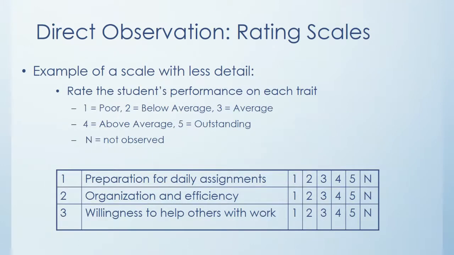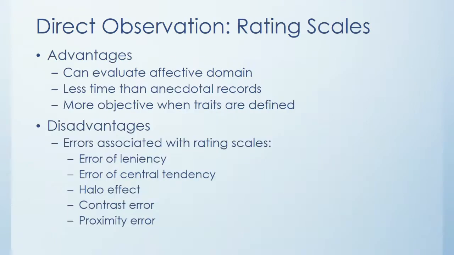Then you also have rating scales with less detail, where you just give, okay, a 1 is poor and a 5 is outstanding, or not observed. It's very important to have a not observed option on there because you don't want them to have to guess if they never saw it. So, preparation for daily assignments. You could put an average, but this has a problem with comparison. And we'll talk about some of the problems with this type of rating scale on the next slides.